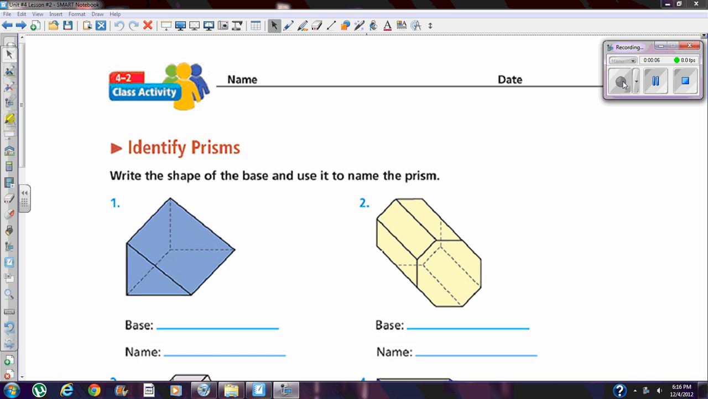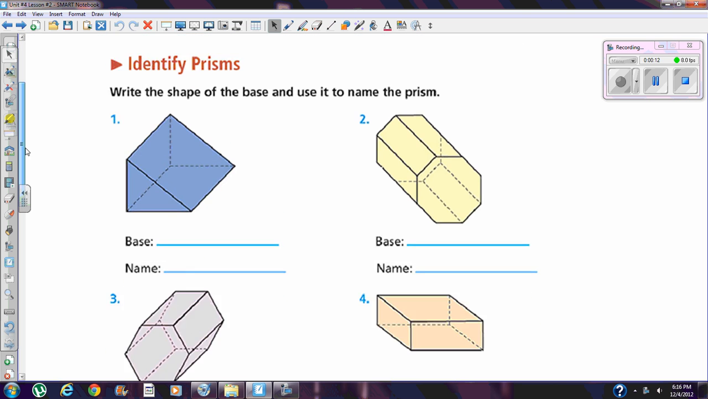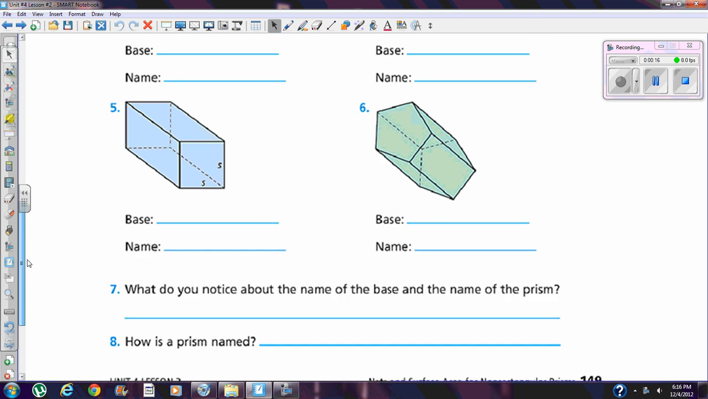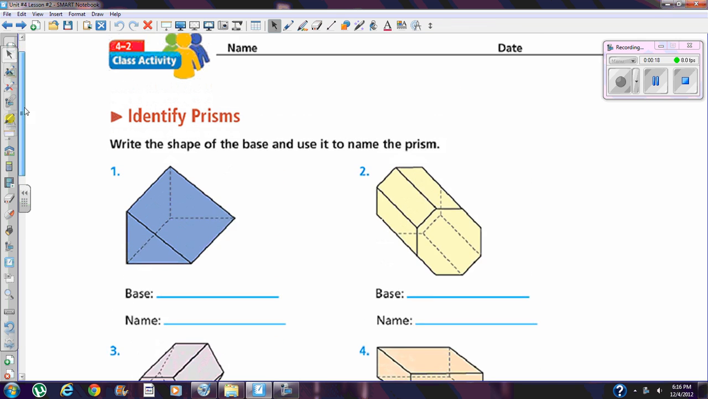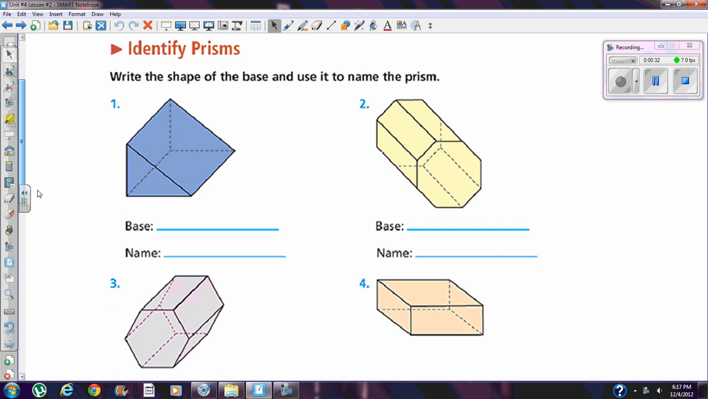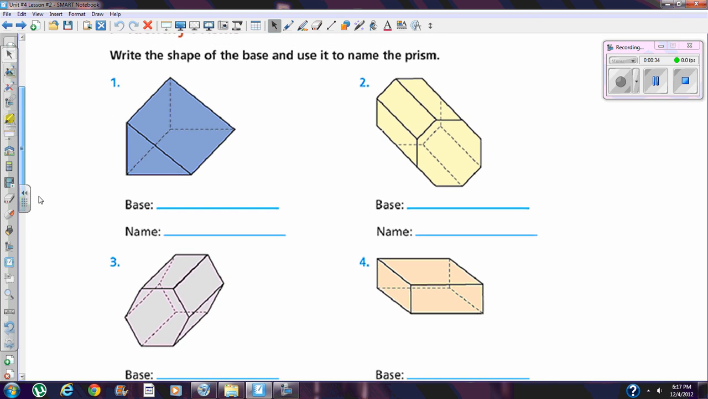All right, today we're going to look at Unit 4, Lesson 2. So if you would open your textbook to page 149, that's where we're going to start today. On page 149, we have identifying prisms. The directions read, write the shape of the base and use it to name the prism. So the prism shape is going to name the prism.